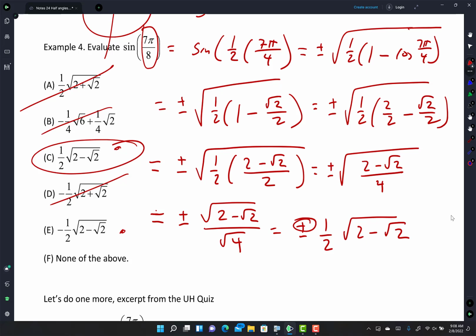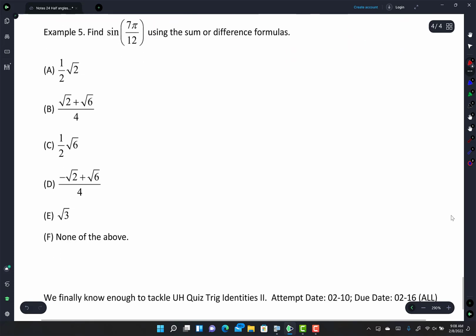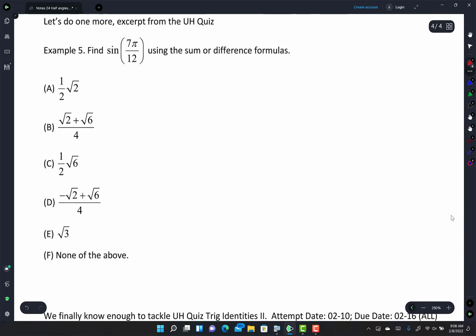Last one. Here we go. There's the last one, guys, and we're done. You can do your delta. The delta is not going to take you much time. And if you have enough energy, you can do the UH.